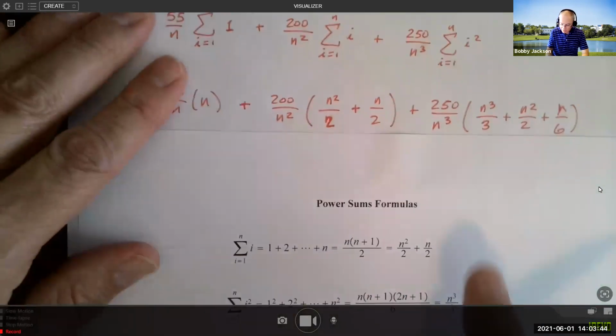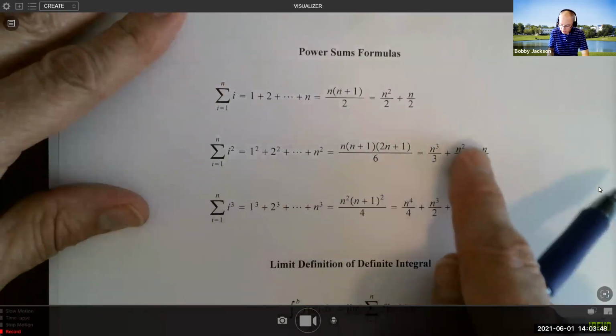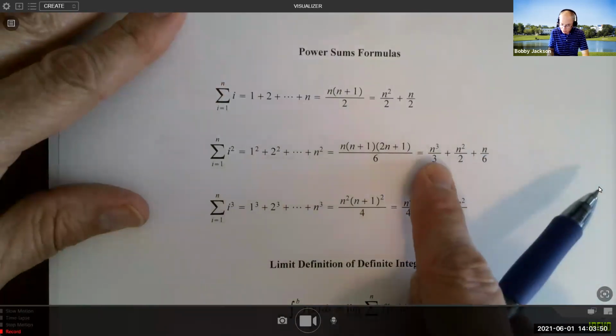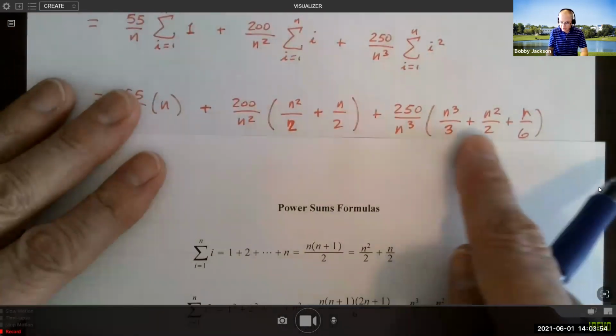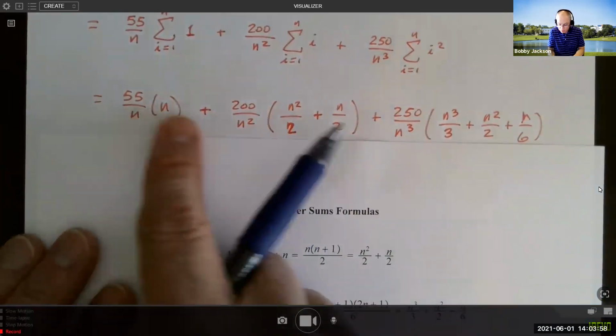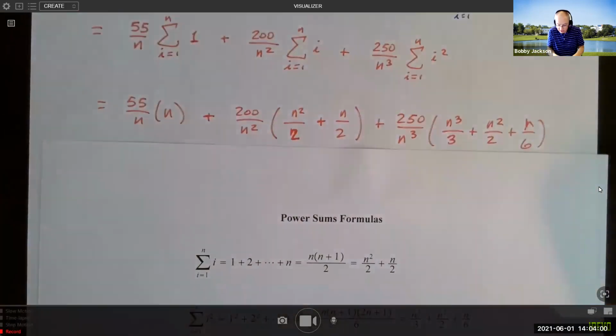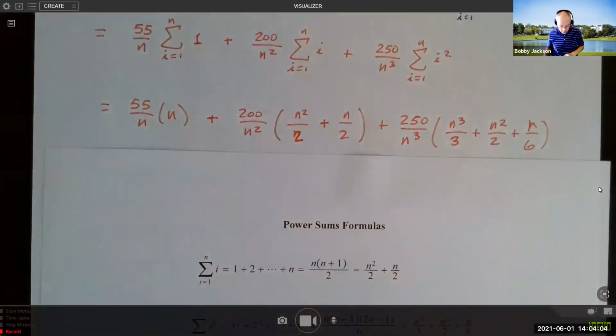And then for the i squared, I'm going to use this formula here. And I'm going to, again, use these 3: n cubed over 3, n squared over 2, n over 6, right? And that's right there. I've just replaced those. And now, essentially, I have an expression in terms of n only. I mean, this is r sub n, but you do want to simplify that, I think. And so that's what we're going to do first.